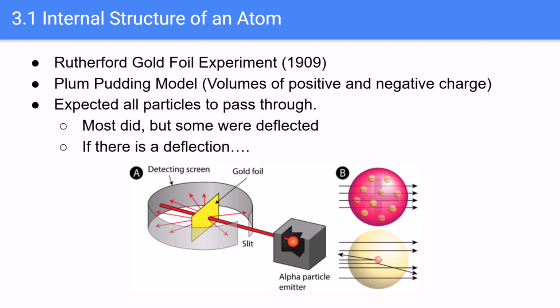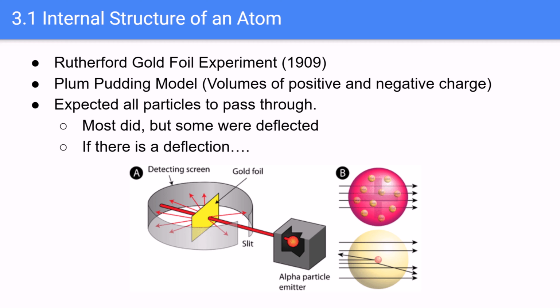There's a detection screen around the gold foil, and what he anticipated was what you would see in the very first part of B there, that all of the alpha particles would go directly through the atom, none of them being deflected. However, what ended up happening was the one below that. Most of the particles did go directly through the atom, but some of them were deflected. In fact, some of them were deflected so much that they came back towards the alpha particle emitter.